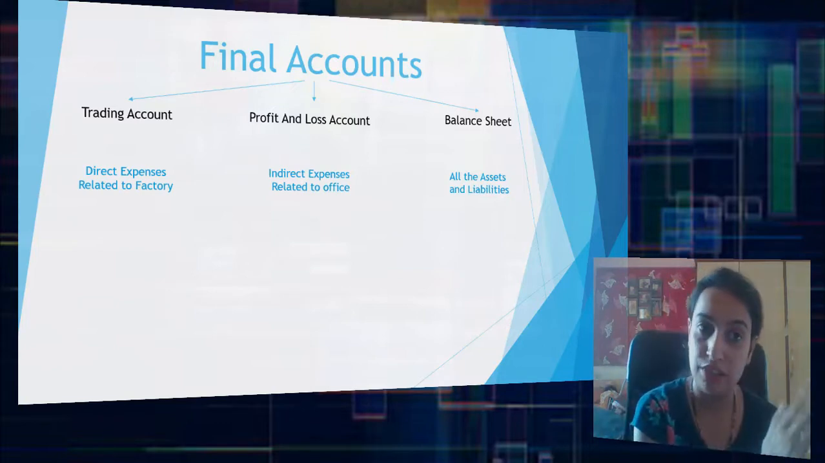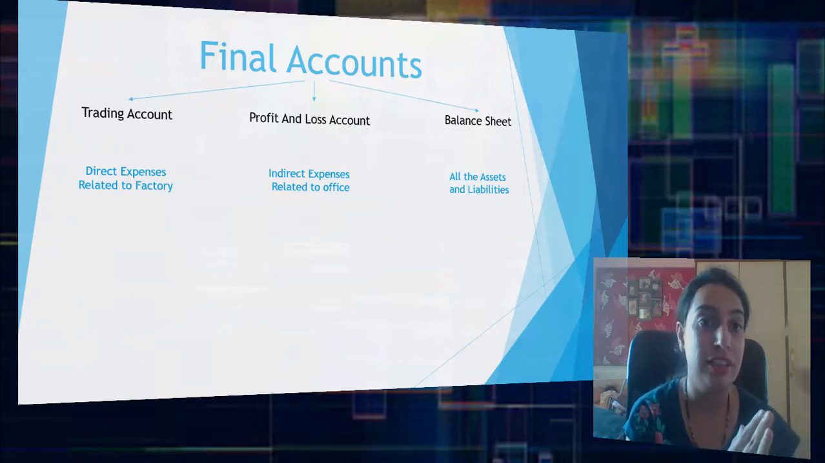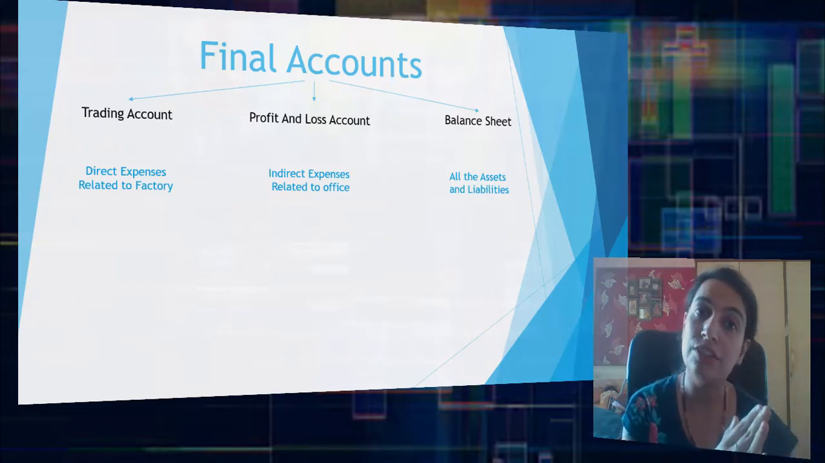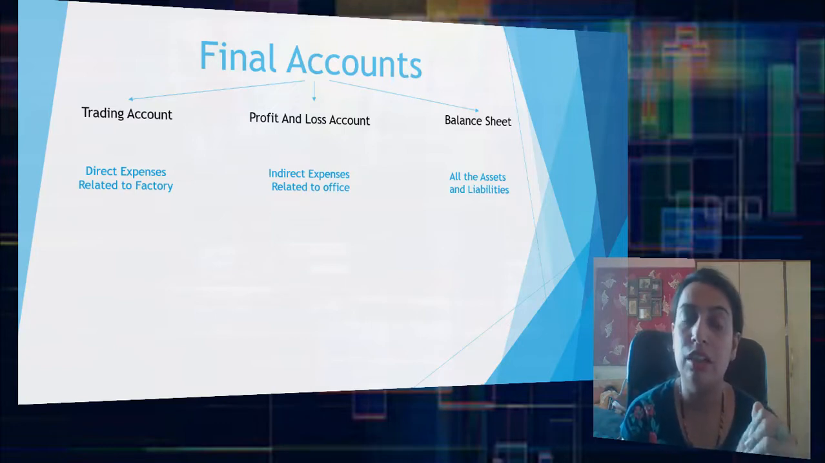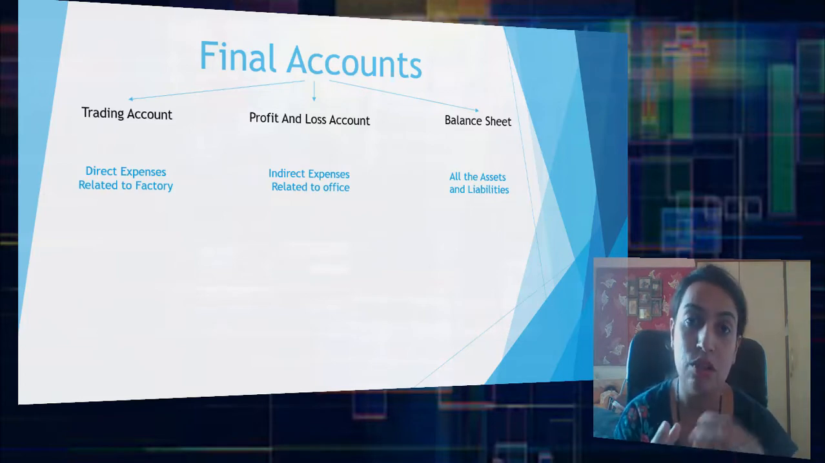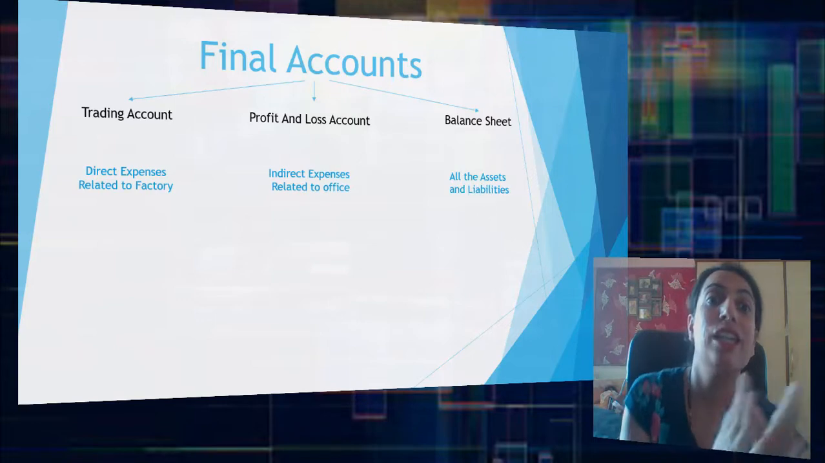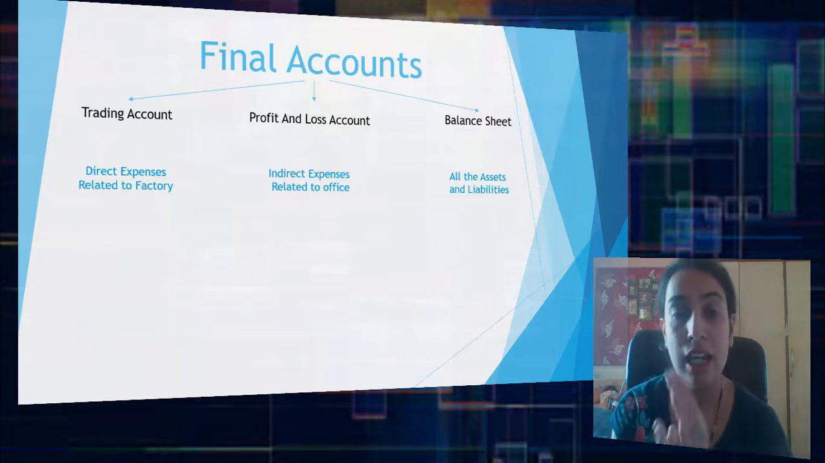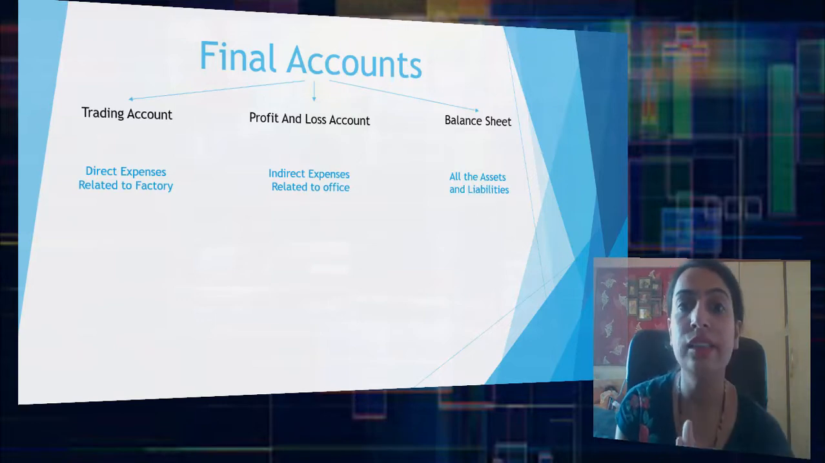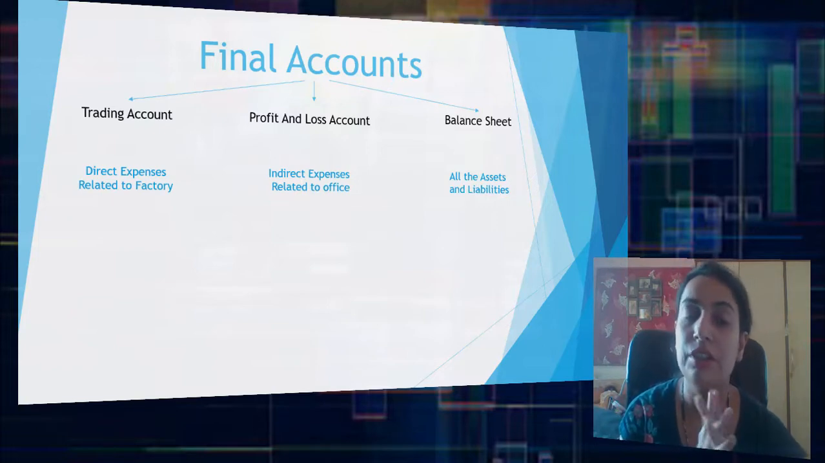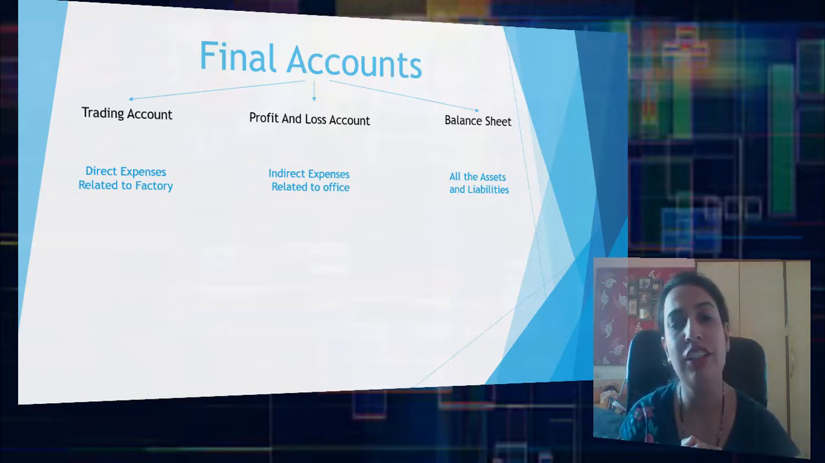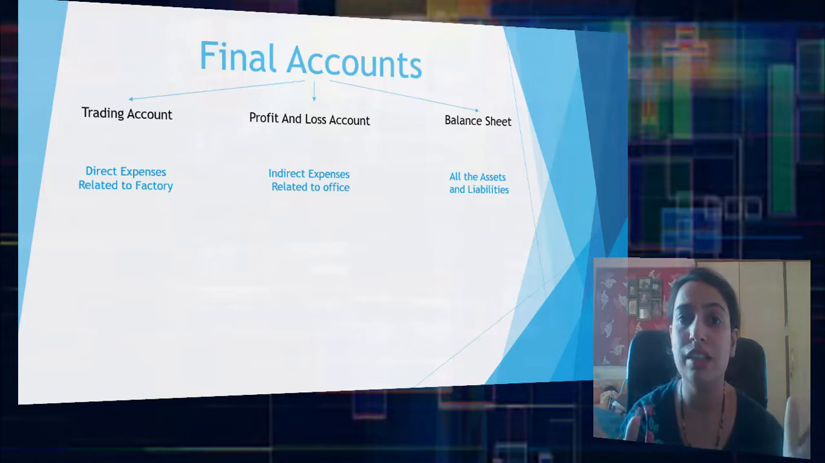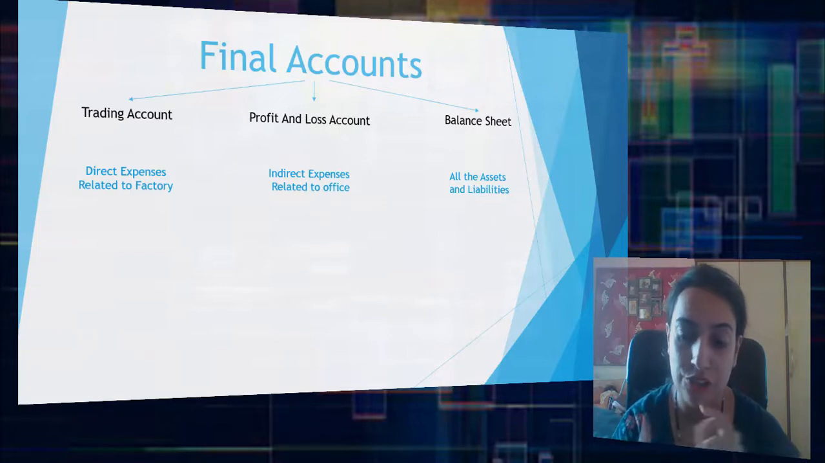The first is your trading account, which relates to all your direct expenses or all those things which are related to the factory, to the direct production. That will be recorded in the trading account. All those things which are related to your indirect expenses or to the office, which help in support of selling and also in grading the lot which you have produced, will be written in your profit and loss account. And finally, all your assets and all your liabilities which the business possesses will be written in your balance sheet.